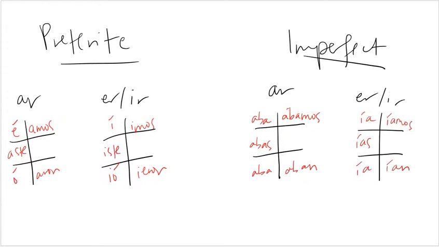Okay, so we're talking about the preterite and the imperfect. Remember that in Spanish, there's two ways to talk about the past, preterite and imperfect, and you have to decide which one is which. So just a brief refresher, conjugations again.